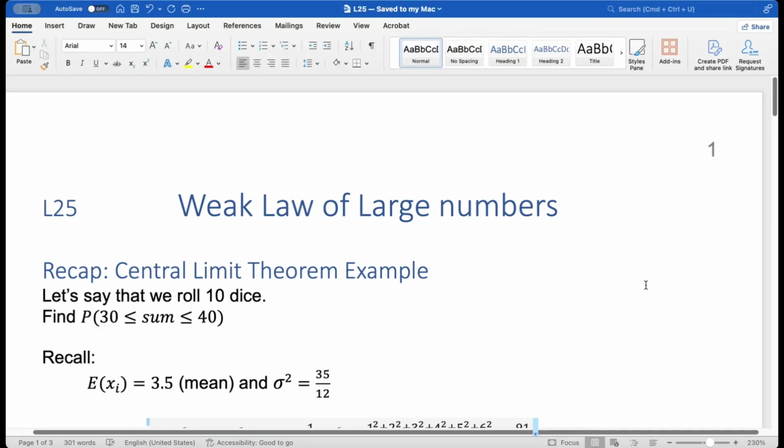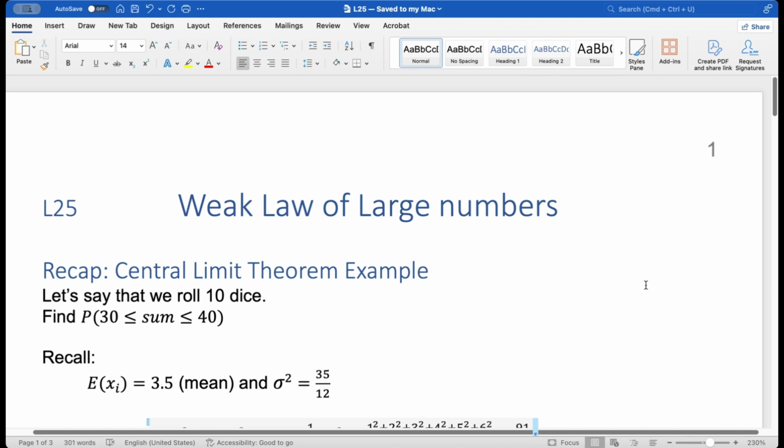Hello, this is the start of lesson 25 on the weak law of large numbers. First, we're going to do a little recap of the central limit theorem with an example. Let's say we roll 10 dice and we want to find the probability that the sum of the 10 values is between 30 and 40.